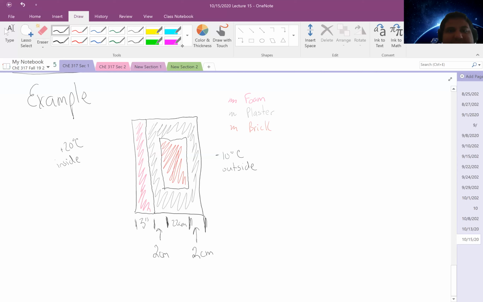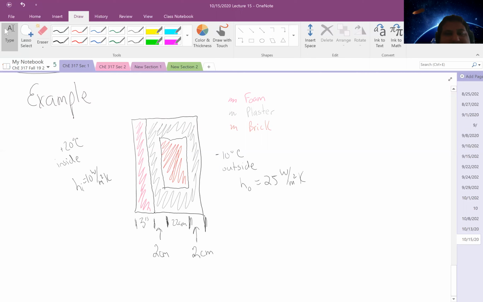And so we have an interesting system. I know my H on the inside is 10 watts per meter squared Kelvin. H on my outside is 25 watts per meter squared Kelvin. That makes sense: more wind on the outside than the inside.